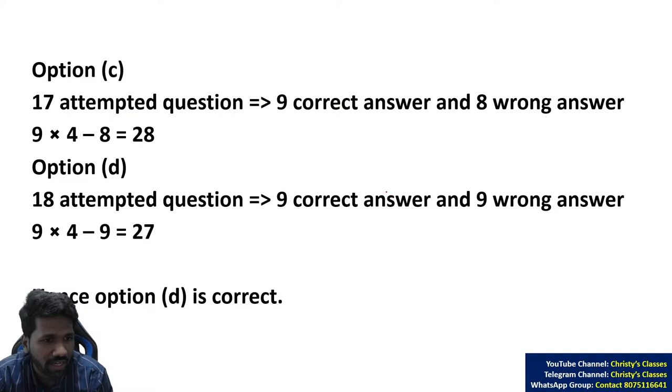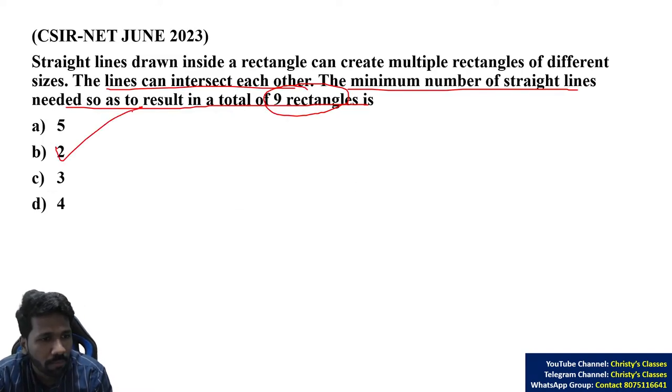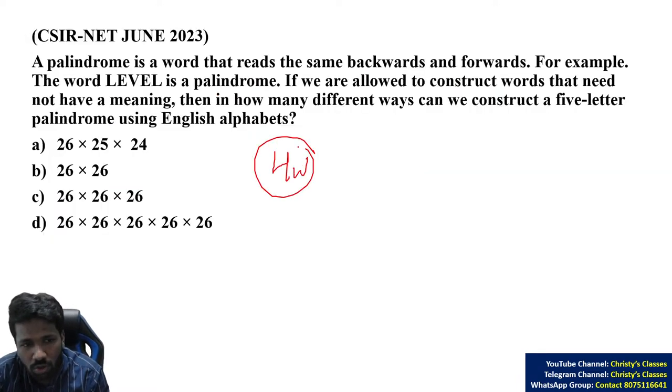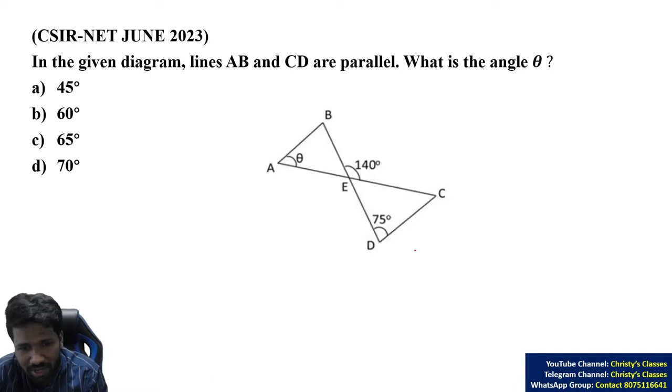So for 9 rectangles, 2 lines are enough. They have asked for the minimum, so it is an optimization problem. Minimum is 2. All clear? So try this permutation combination question also. A detailed explanation has been given for it.